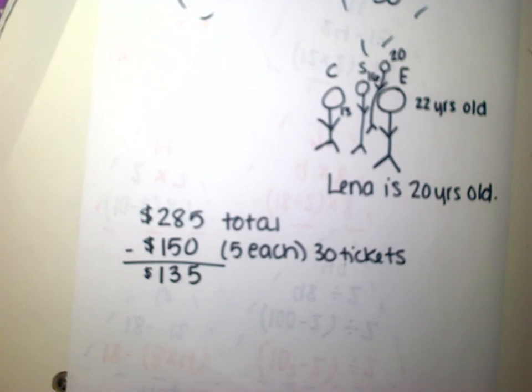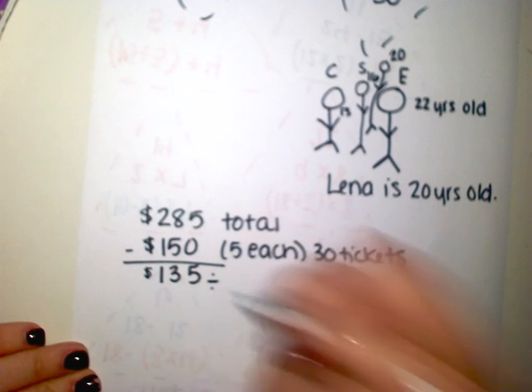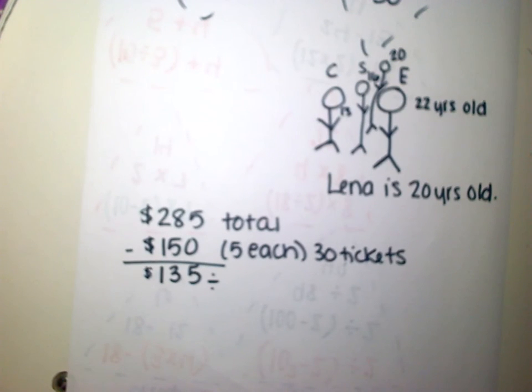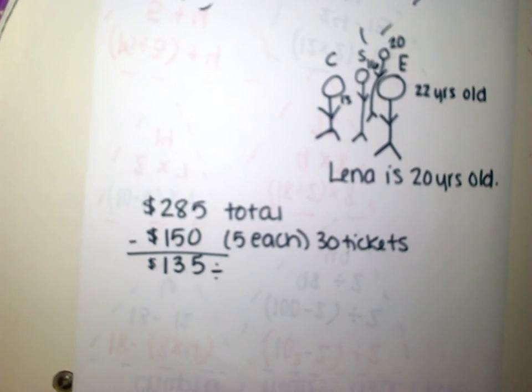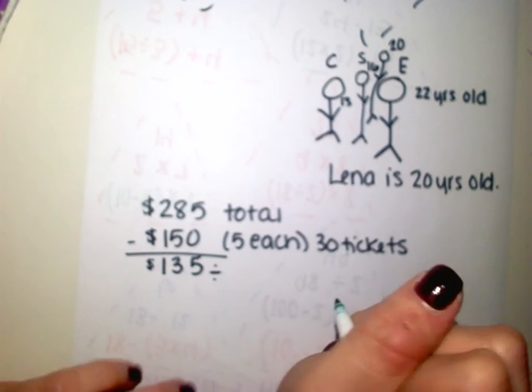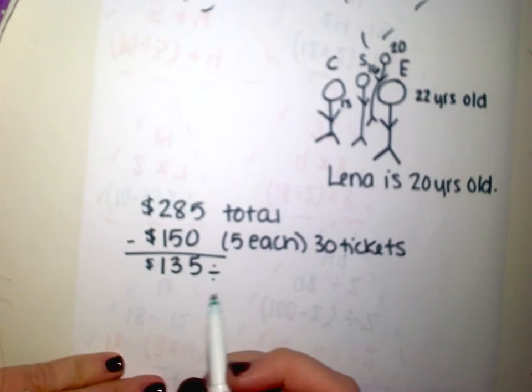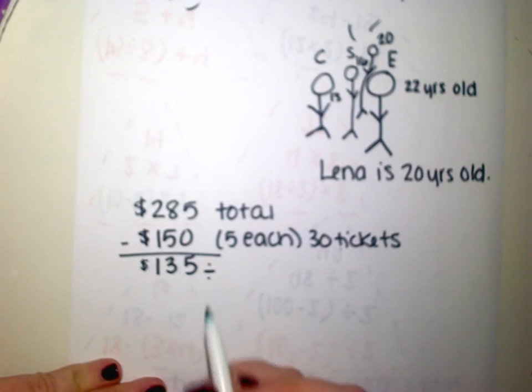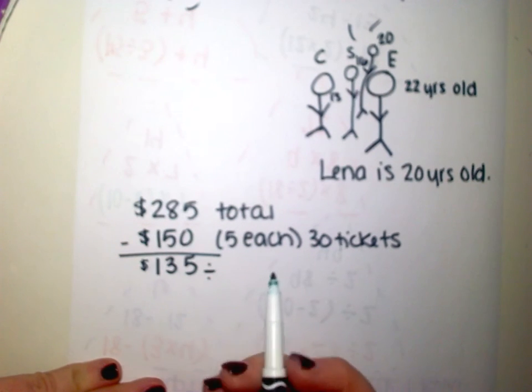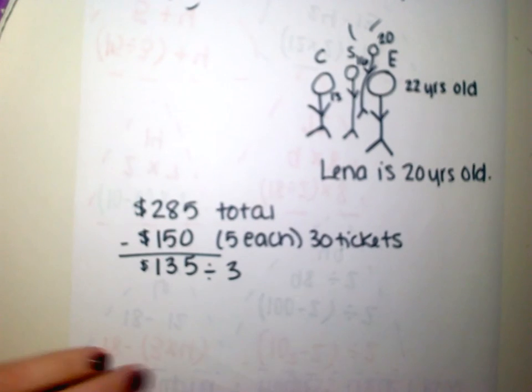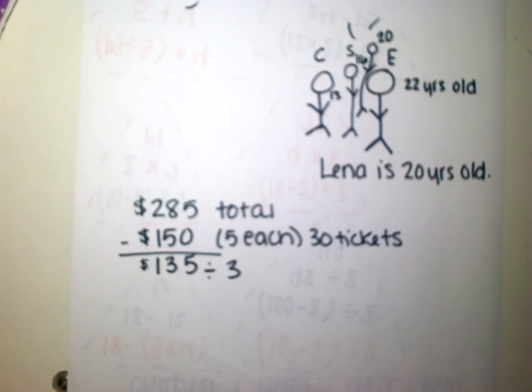and divide it by what? What do you think, Andrew? 30. Not 30. How much were they selling the discounted tickets for? Ronald? 5. Nope. We did 30 tickets at $5 each was $150. So we need to figure out how much they sold for the discounted tickets. Do you remember, Alex? $3. Good. Let's do that. 135 divided by 3.